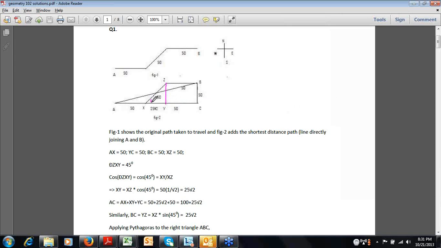We know this is 45 degree. So we can use Pythagoras, you can use trigonometry. Cos 45 degree is equal to xy upon 50. So xy is equal to 25 root 2.